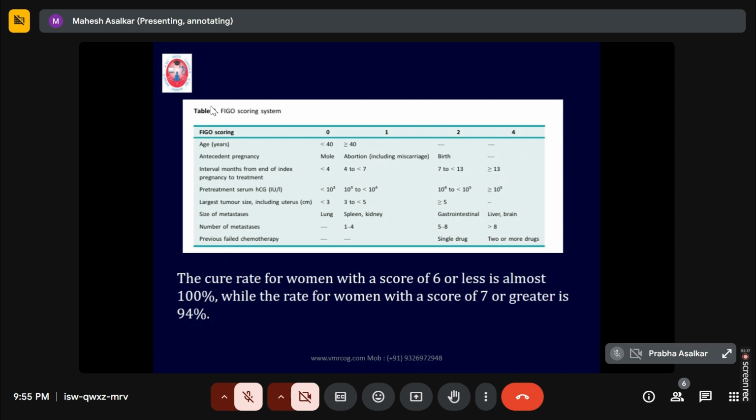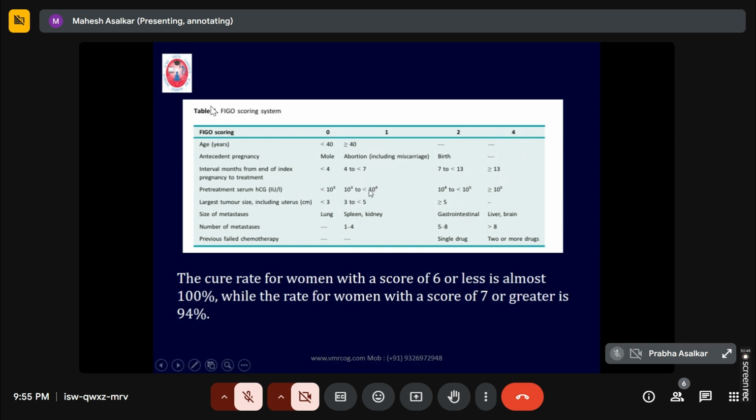Then pre-treatment beta HCG. So when the patient is presenting, what is the beta HCG level? If it is less than 1000, 0. Again, they give the borderline. They will give you 1000. Where does it come? It comes in 1. 1000 to less than 10,000. 9,999 will come here. Is it clear?